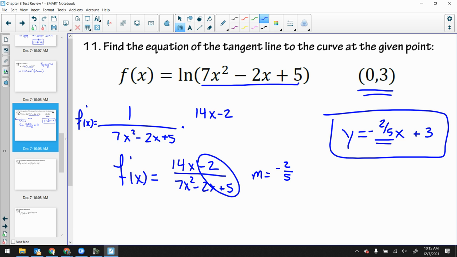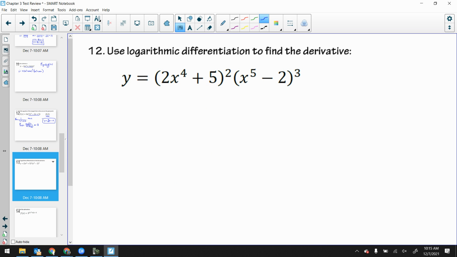Questions about that? Ooh, that was a lot easier. Shall we continue to number 11 or 12? Excuse me. Let's do it. Use logarithmic differentiation. Ooh, that's exciting.